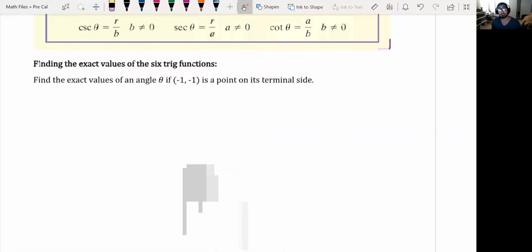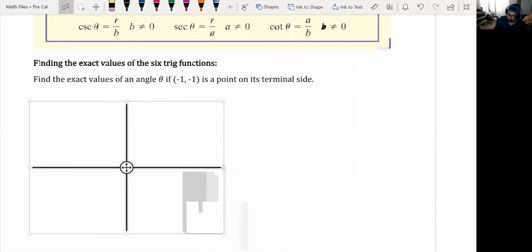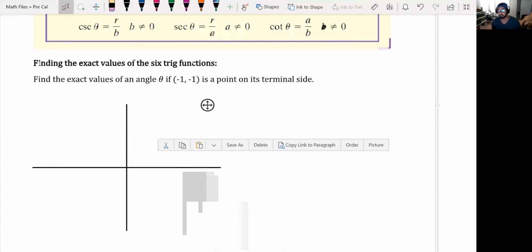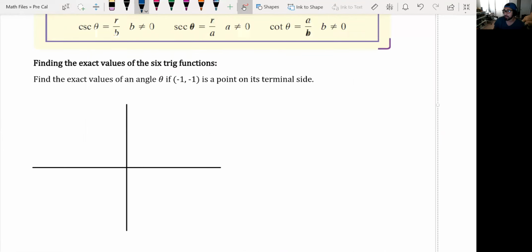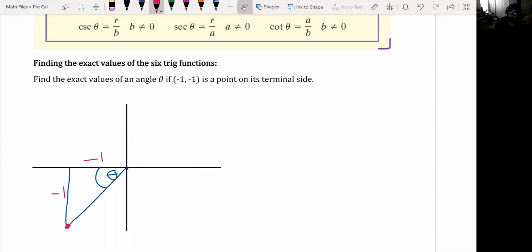So, find the exact values of the 6 trig functions given an angle theta if (-1, -1) is a point on the terminal side. So go ahead and draw your coordinate plane. And then (-1, -1), what quadrant does that belong to? (-1, -1) has to be in quadrant 3, where everything's negative, right? So down here is going to be our right triangle. Here's theta. And the base is -1. The height is -1, because that's the point we're going off of, right? Which means our hypotenuse, using Pythagorean theorem, should be 1 squared plus 1 squared, so we should get 2. So our hypotenuse should be the square root of 2.